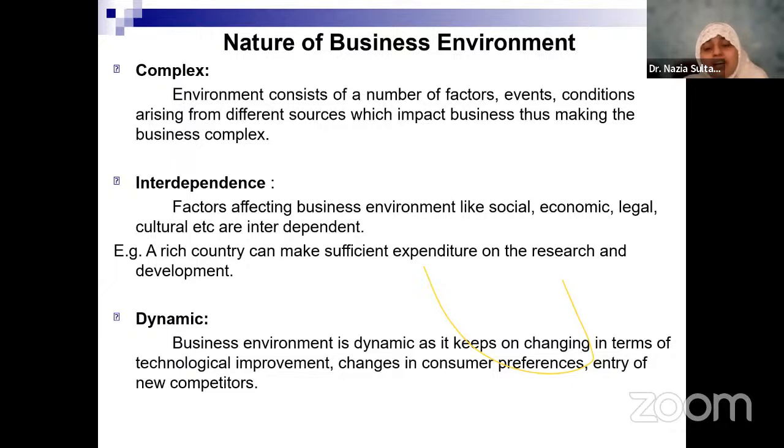So the environment is complex to understand, and the companies will have to make a note of their complex environment. Otherwise, they will lag behind and they will have to quit the market if they don't understand the complexity of that particular business environment and don't make policies according to it. So that is one. The environment is very complex in nature.